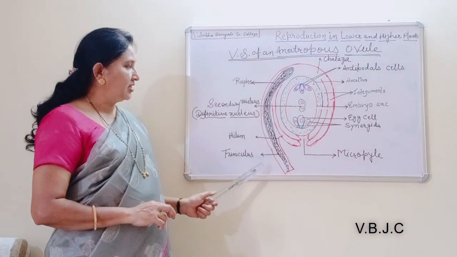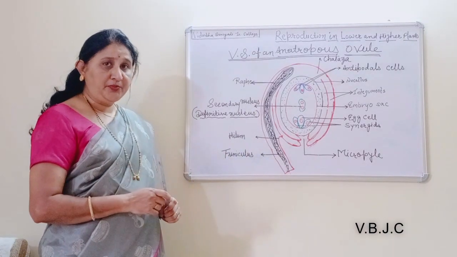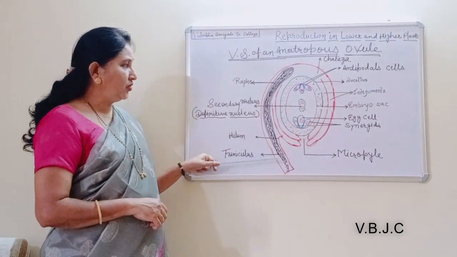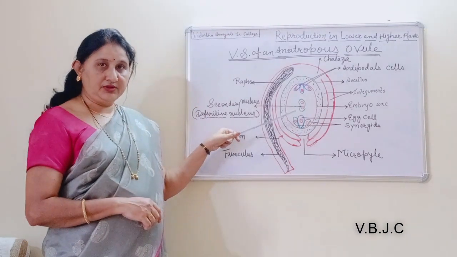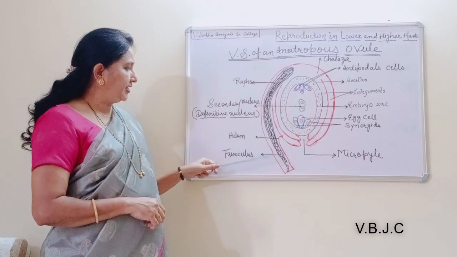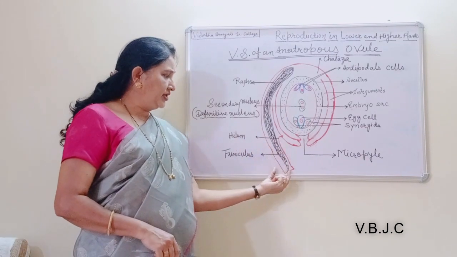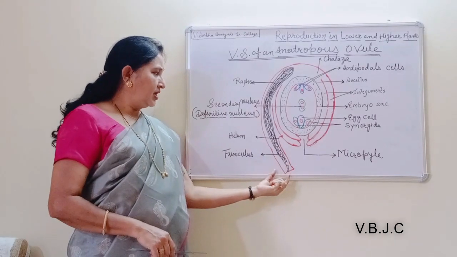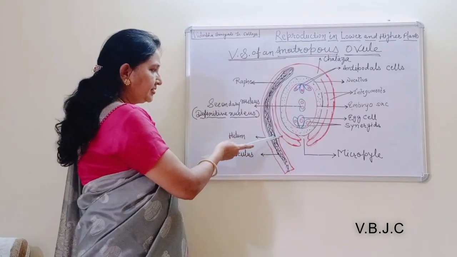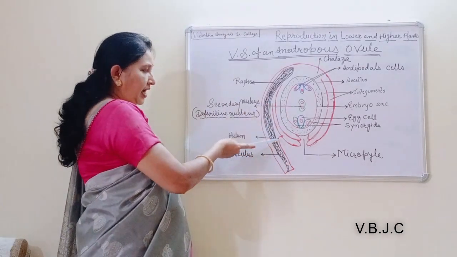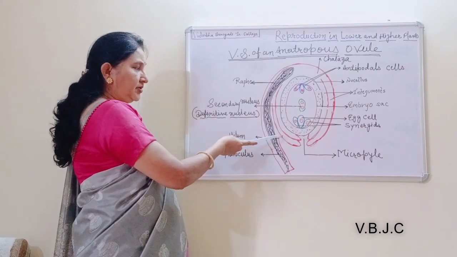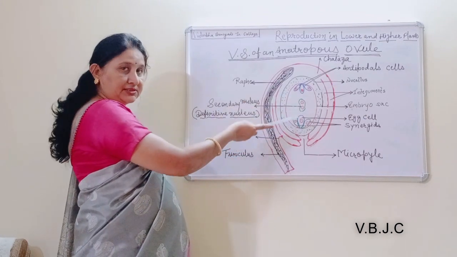In this structure, it is divided into two parts: the stalk of the ovule and the body of the ovule. The stalk of the ovule is known as the funiculus. This is the funicle, the stalk of the ovule. And then the body of the ovule is present at the tip of the funicle.